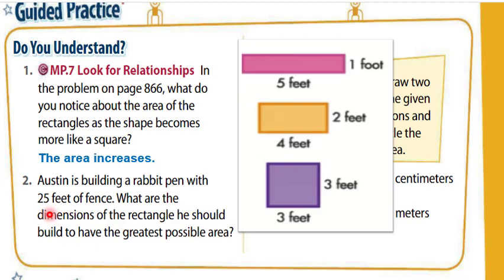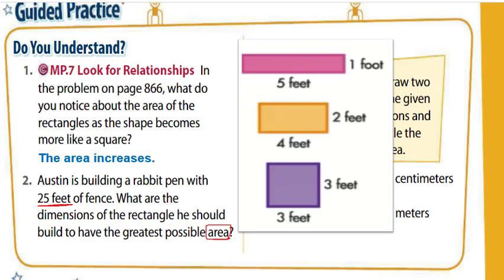Okay, question 2. Austin is building a rabbit pen with 25 feet of fence. What are the dimensions of the rectangle he should build to have the greatest possible area? So now we have to think of the lengths of the rectangle he has to use to make a fence, but what is given to us is that the total is 25, and the greatest possible area. I can see the keyword area in the question.